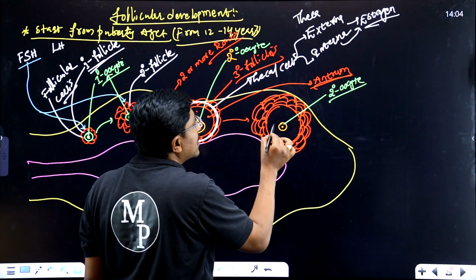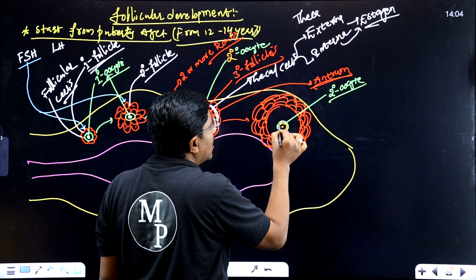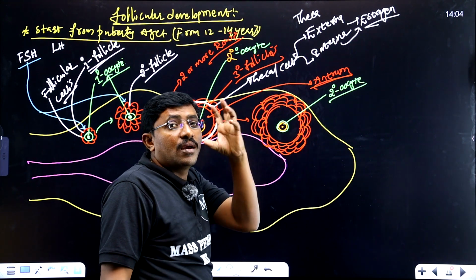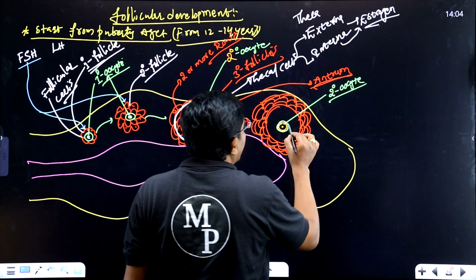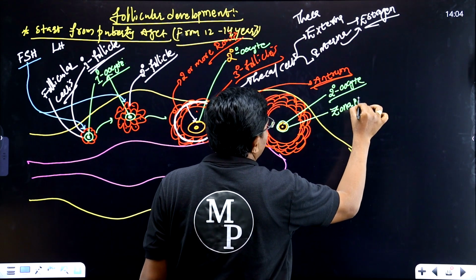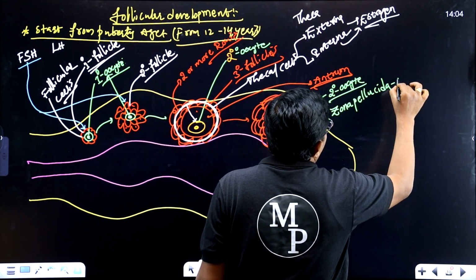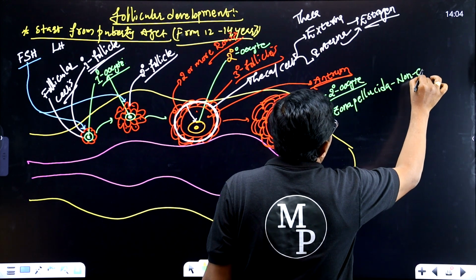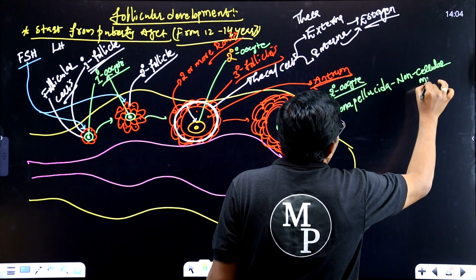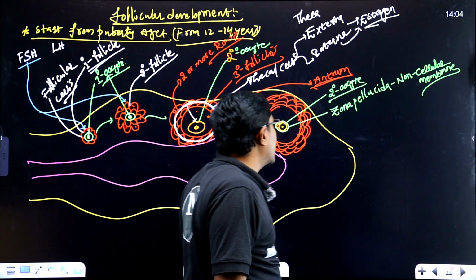Surrounding the secondary oocyte, one layer is secreted by the secondary oocyte's plasma membrane, the oolemma. That oolemma can synthesize one layer. That layer is called zona pellucida. That is the zona pellucida, and this is a non-cellular layer. It is the non-cellular membrane.